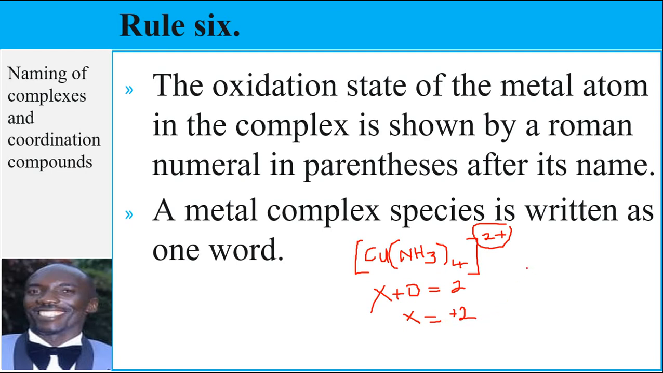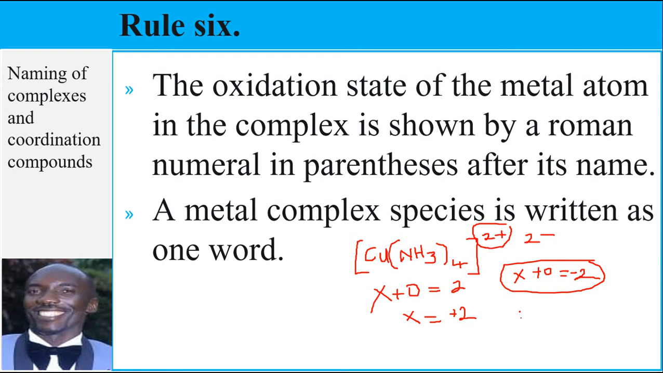So we do the same. If it was a minus, assuming that here we had 2 minus, then it would mean that this would be x plus 0 equaling minus 2. Then you carry out the calculation or the mathematics. So what we should know first is that you first need to know the nature of the ligands that we have.